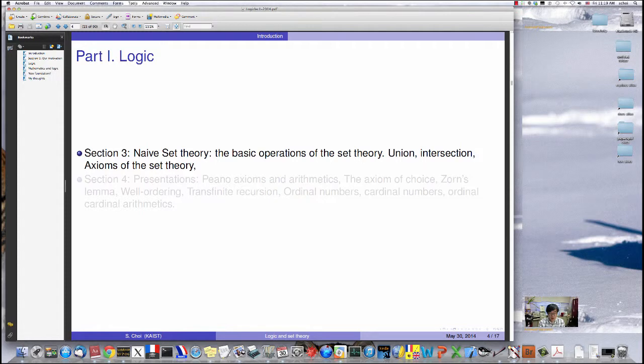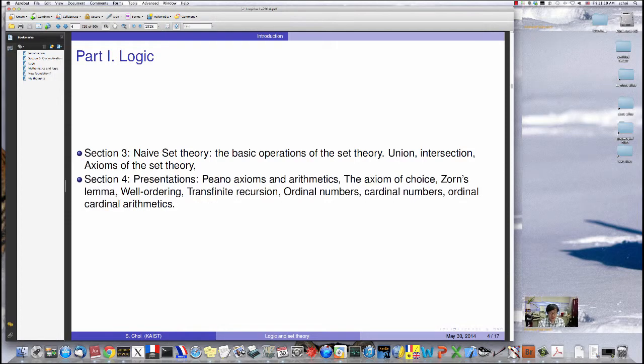In section 3, naive set theory, we will study the basic operations of set theory, union, intersections, and we will begin to present the axioms of set theory. In section 4, in presentations, you will be giving presentations on Peano axioms, arithmetics, the axiom of choice, Zorn's lemma, well-ordering, transfinite recursion, ordinal numbers, cardinal numbers, and ordinal and cardinal arithmetics. These are all central concepts in modern mathematics.